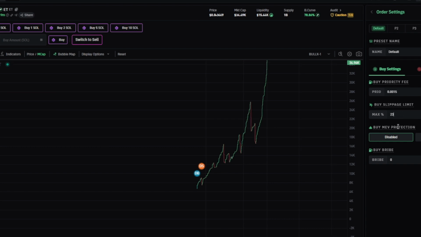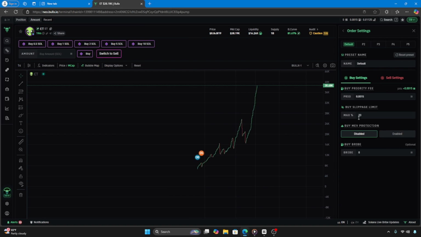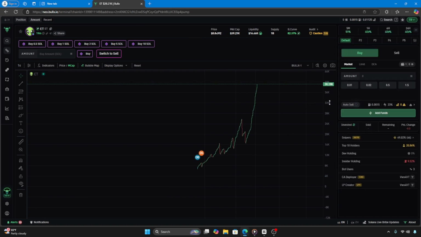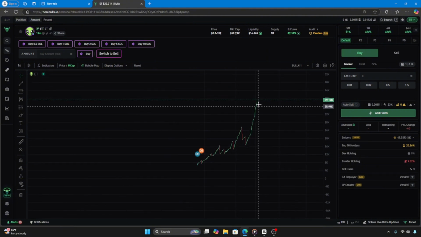Most of the time, I use between 0.0015 and 0.01. It depends on the volume. If there's low volume, you can put it lower. But if there's high volume and it takes too much time for your transaction to get approved, put your priority fees higher. It works the same way with the sell settings.